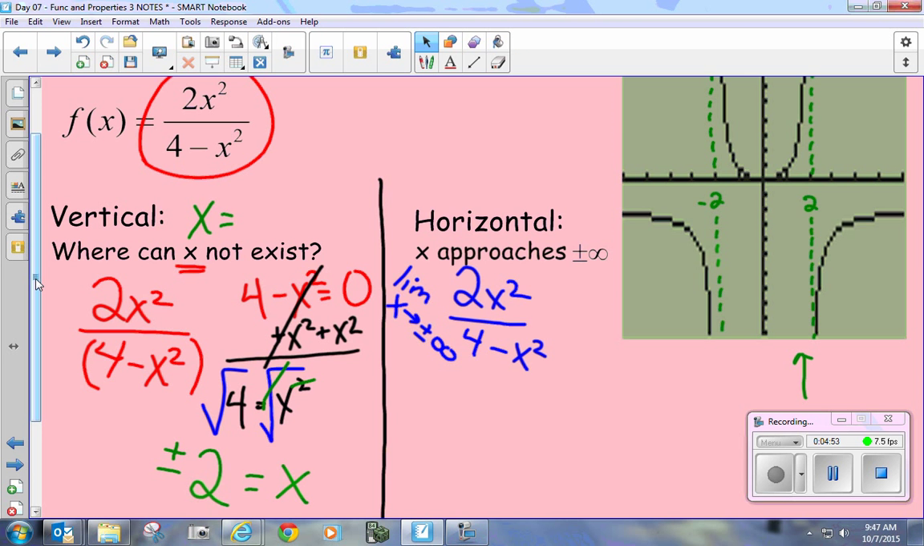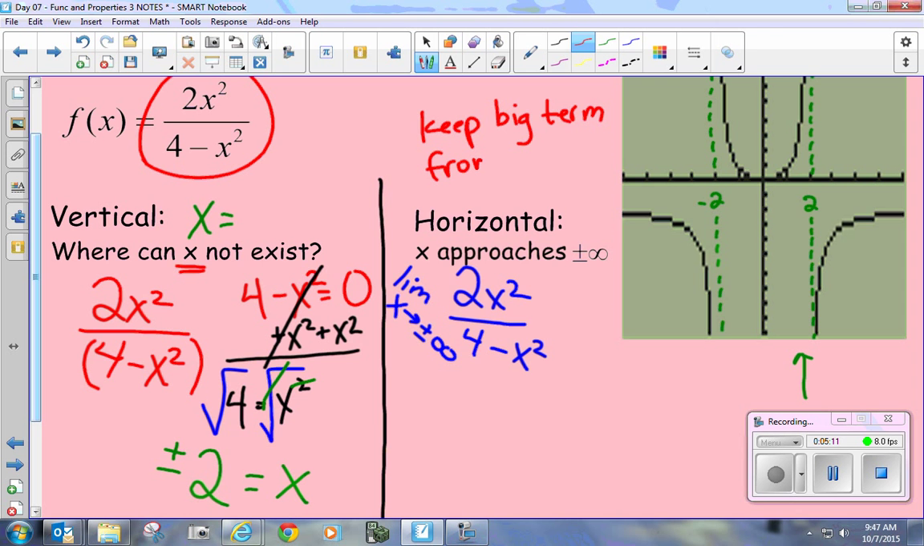The one thing I got to do is I keep the biggest term on the top of the fraction and the biggest term on the bottom. So I look at my numerator and denominator and just keep the biggest term. So if you want to make a note there: keep big term from numerator, and I abbreviate, you know that, and denominator. And then you just simplify.